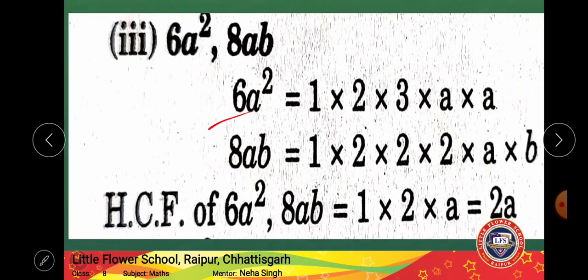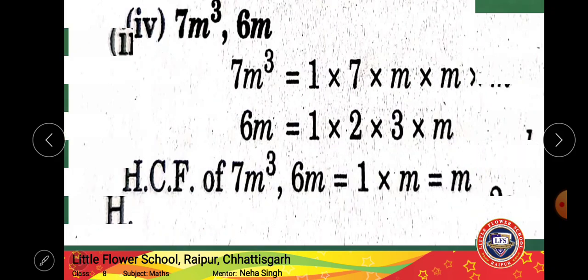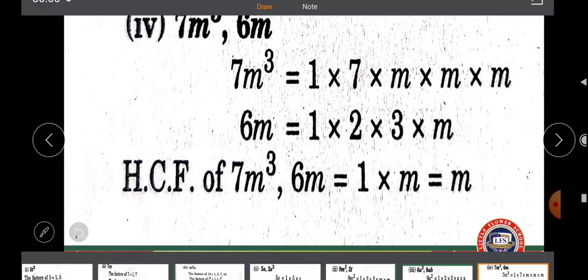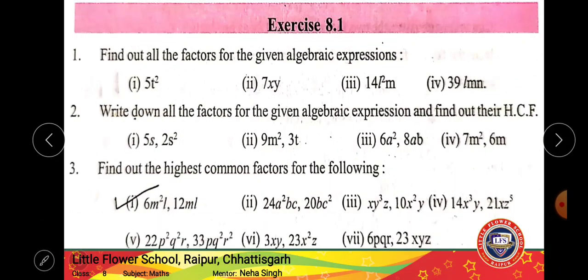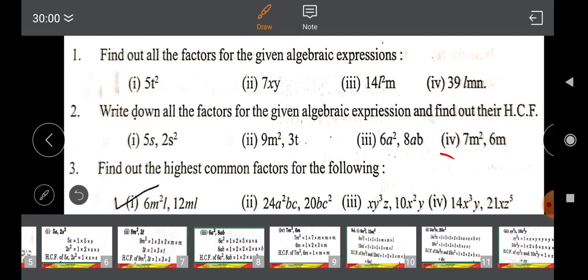Next, similarly, first we'll find the factors. The common are 1, 2 and a, okay? So 2a is the HCF. You can go through this question now. Moving on to the third question, find the highest common factors. See, now the number of terms are increasing in this also. The question is same, you need to find the highest common factor.